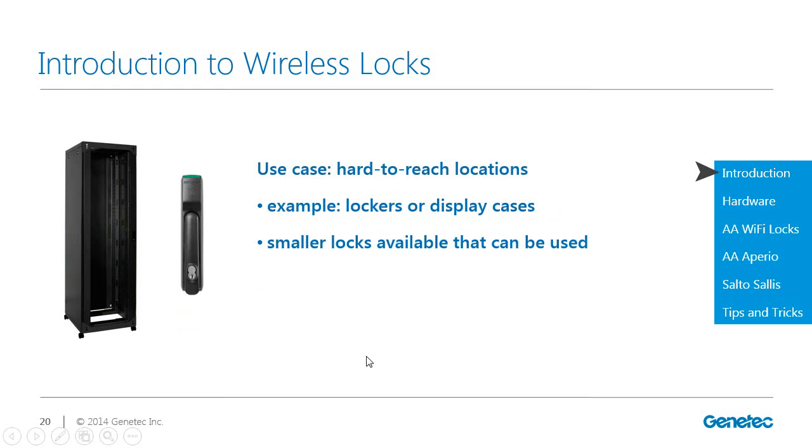We can also use wireless locks in other hard-to-reach places, such as a glass case or cabinet in the middle of a showroom at a retail location. There are a lot of different lock solutions, as we mentioned, including smaller locks that can be used on cases, server cabinets, lockers, and other enclosures like that.